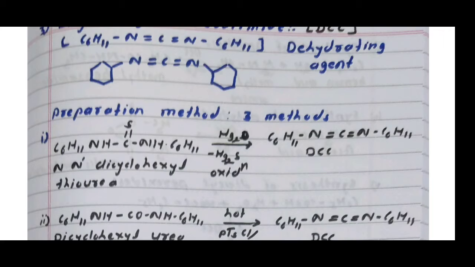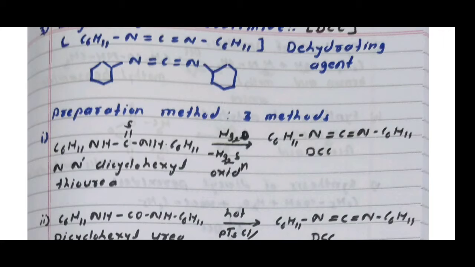Then in the case of thiourea, the two hydrogen atoms attached to the nitrogen atoms are replaced by cyclohexyl groups, that is C6H11. Therefore, this C6H11 is attached to the nitrogen atom. Therefore, the name of this compound is N,N'-dicyclohexyl thiourea, and the structure becomes C6H11 NH C=S NH C6H11.